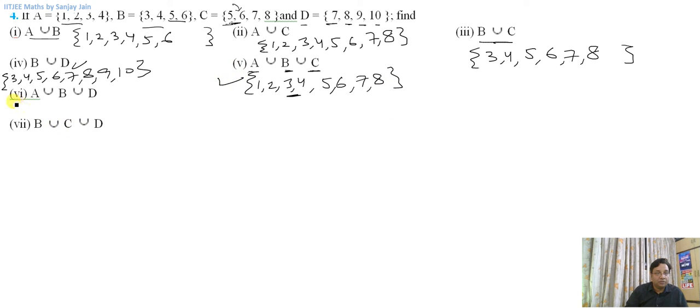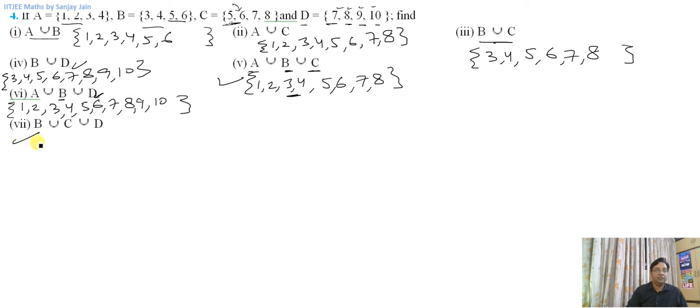And what about this sixth? A union B union D. A union B. So let me start with A. I'll write all the elements of A. Now I write all the elements of B, barring the repeated elements. So 3, 4 will not be written again, 5, 6. And then there will be elements of D, avoiding the repetition, 7, 8, 9, 10. So there is nothing that is being repeated. So this is the answer set.